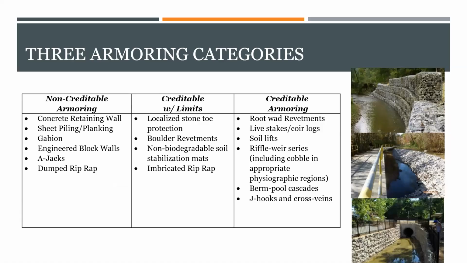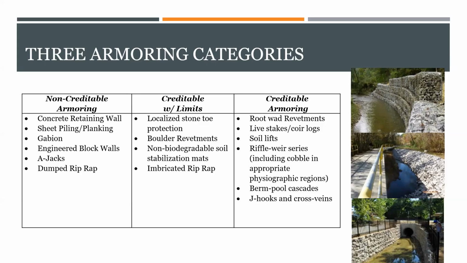So these are the armoring definitions, the armoring categories for stream restoration. They broke it into 3 categories. The first is non-creditable armoring. So things like concrete walls, gabion, dumped riprap that aren't really restoration approaches. They are infrastructure protection approaches. So if your stream restoration project includes one of those approaches, you would have to subtract out the length of the restoration that uses those from your total credit. And we'll walk through an example before we wrap up.